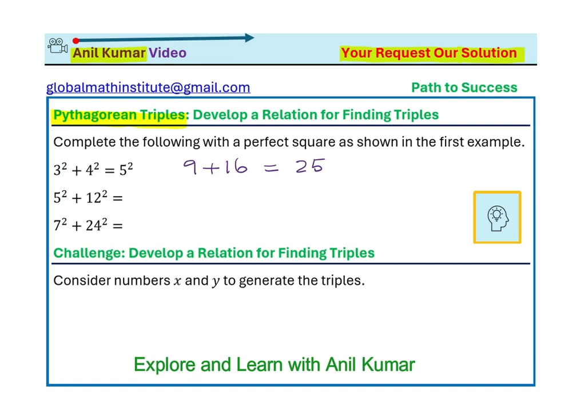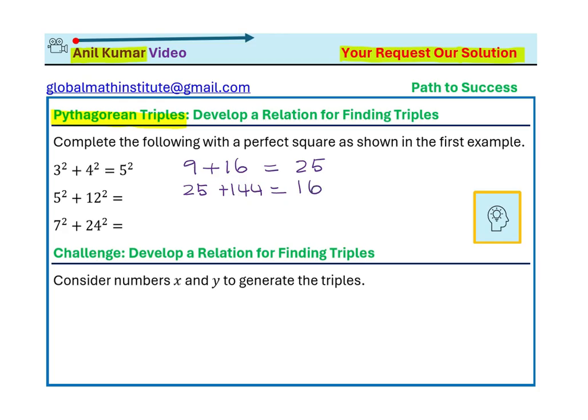So it works, right? Now the next one here is 5 square plus 12 square is equal to what? So 5 square is 25, and 12 square is 144. And when you add them, you get 169, which is 13 square. So in this case, we get 13 square here.